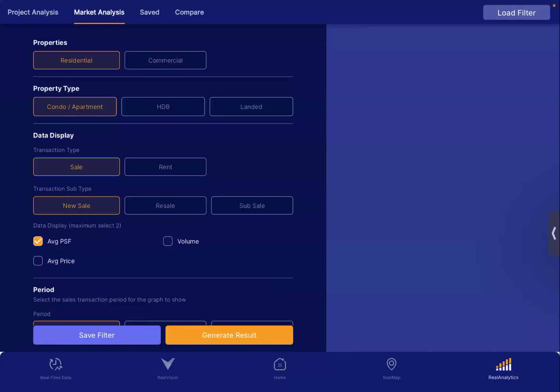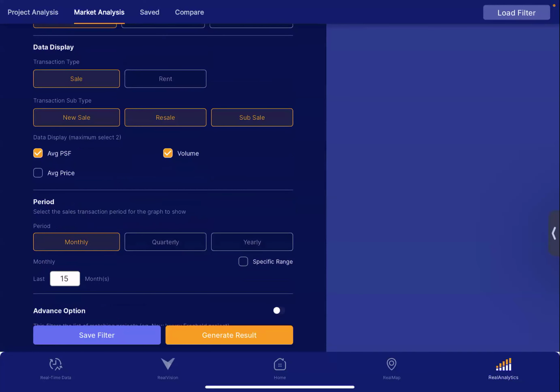How to compare? Okay, so residential, you choose condo apartment, you choose for sale, everything like new sale, resale, sub-sale, everything I also want. Then I choose volume plus average PSF. If you want, you can choose average price also, up to you. Either average PSF or average price. So I think average PSF is better.